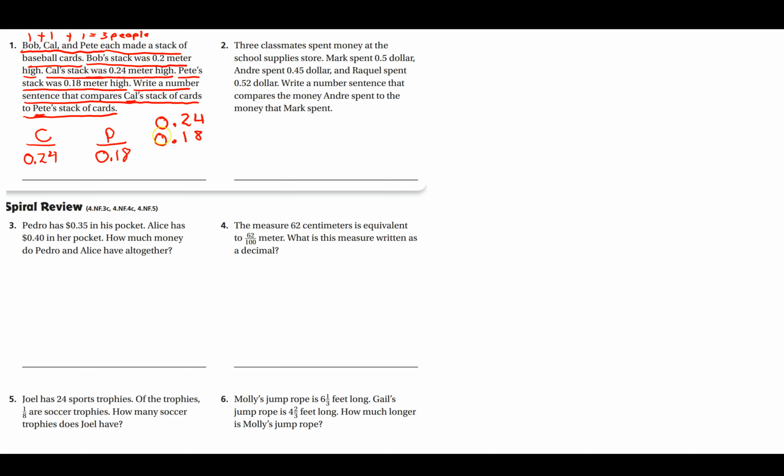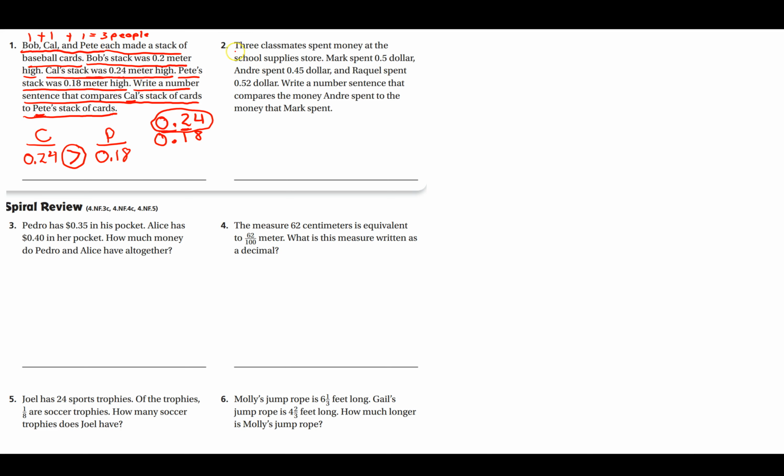0, 0 are tied, so I have to go to the next place value, the tenths. 2 is bigger than 1, so I know the number that has the 2 in the tenths place is the larger number, which is Cal's number. So Cal's number is greater than Pete's number. So there's my inequality. If I want to put a circle around it like they do on the other side, that's fine. There's my inequality that compares Cal's and Pete's.